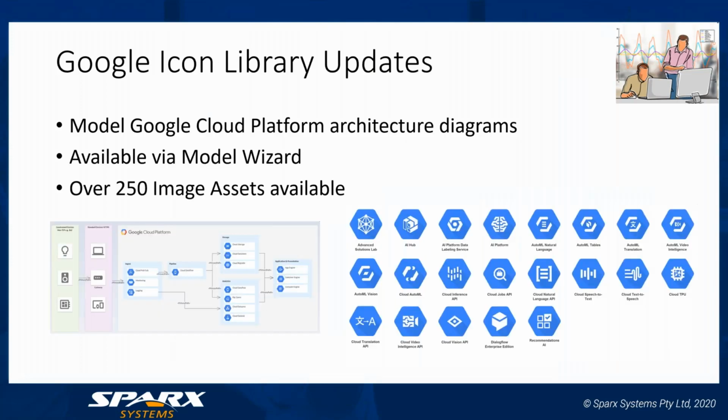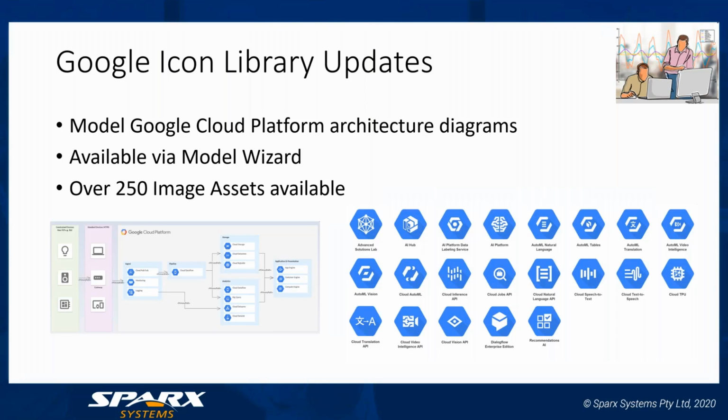We've also included the Google icon library updates. So much needed for those who are mapping out Google Cloud Platform architecture diagrams. They're all available from the Model Wizard. So the Model Wizard is a repository of pre-built models and diagrams that we have that you can select from, browse through, pick the ones that you want, and then just drop them straight onto your screen. So from that perspective, there are over 250 image assets available, and then from that you can build as many different cloud architectures as you wish.